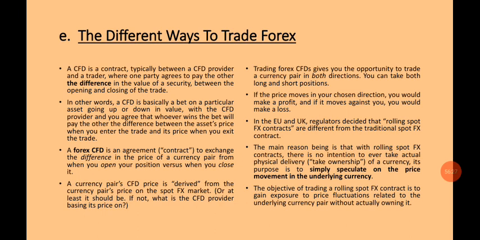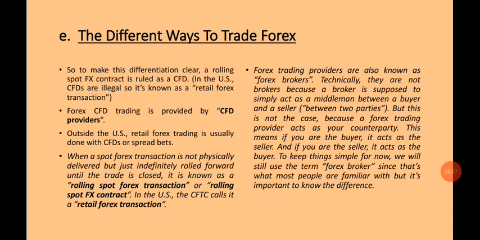The objective of trading a rolling spot FX contract is to gain exposure to price fluctuations related to the underlying currency pair without actually owning it. So to make this difference clear, a rolling spot FX contract is treated as a CFD. In the United States, CFDs are illegal, so it is known as a retail forex transaction.